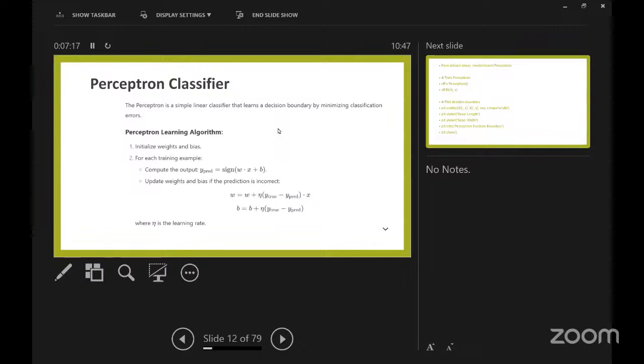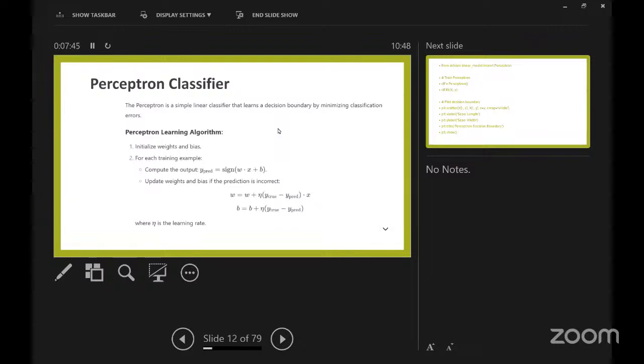What is the prediction? Estimation. Guessing. Guessing the value. Yes or no? Yes. So now we are going to learn about the perceptron classifier. We are going to learn about the classifier.